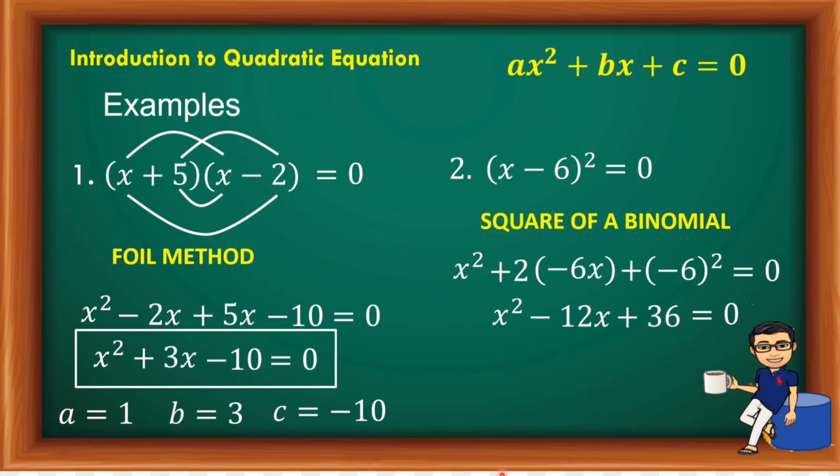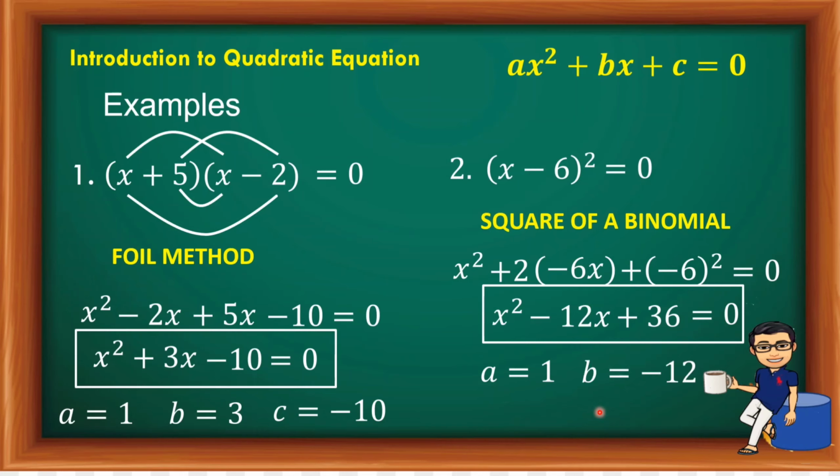So ano ngayon ang ating A? Kung ang inisip nyo ay A is 1, correct kayo. Kasi nga, yun yung kalapit ng x squared. So ano ang B? Kalapit ng x, negative 12. At ano ang C? Yung walang kalapit na variable. So C is equal to 36.